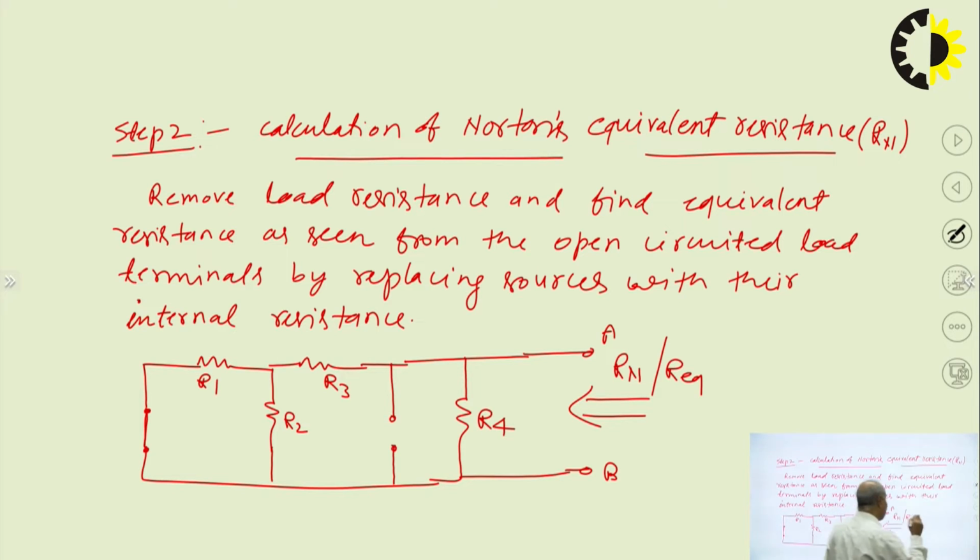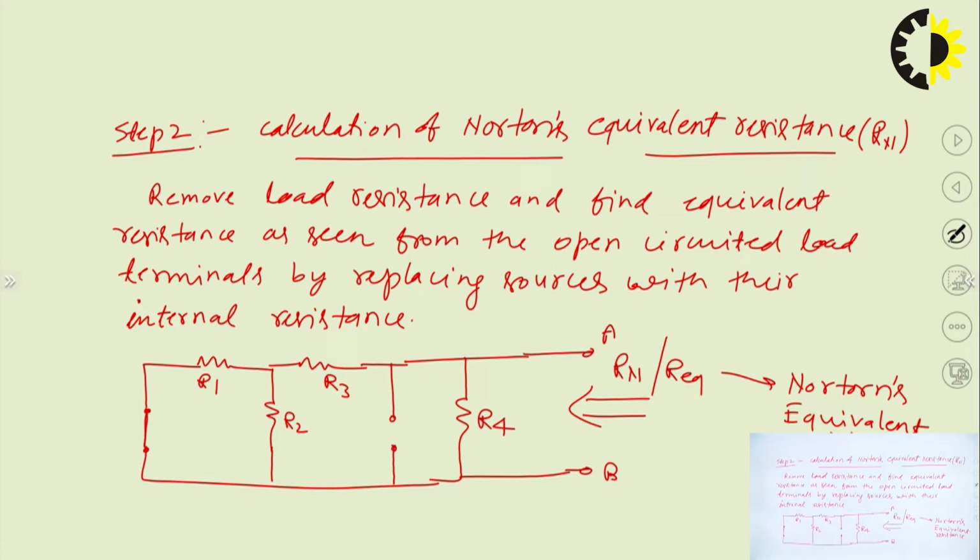Rn and Req are known as Norton's equivalent resistance. Norton's equivalent resistance, Rn or Req.